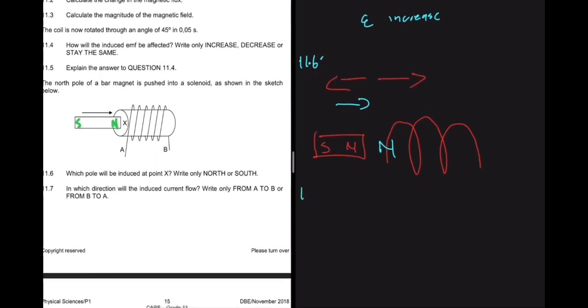And then for 11.7, it says, in which direction will the induced current flow, right? Only from A to B or from B to A. So if we have north on that end, we should have south on that end, right? This is positive, this is negative. The conventional flow of current is from positive to negative, right? So it will be flowing from A to B.